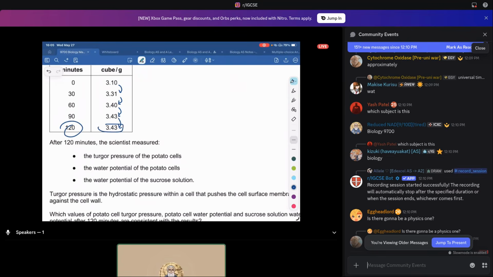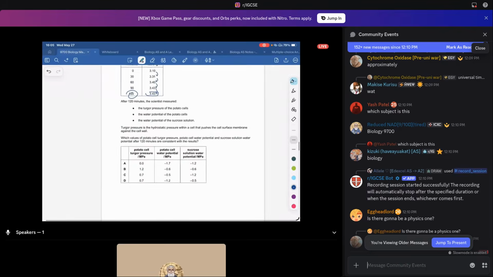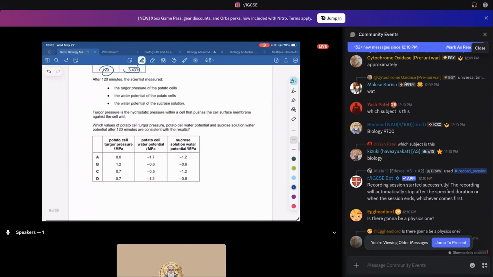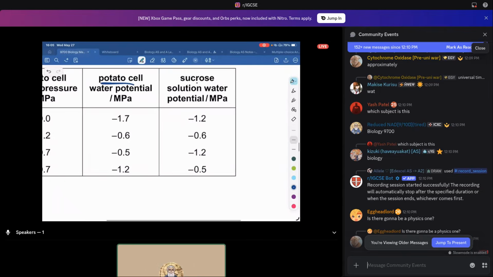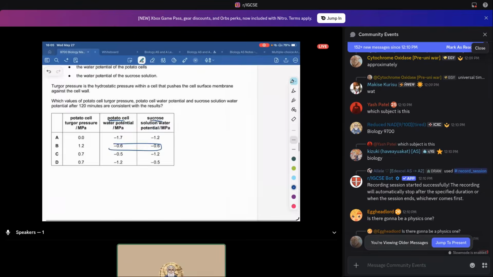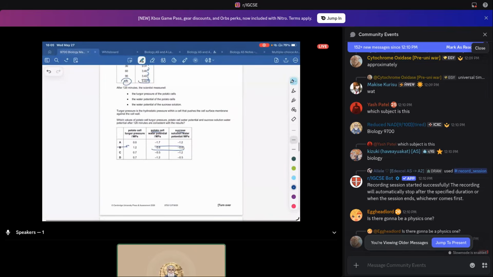And at the end of the experiment, the mass is constant. That means there is no longer a net movement of water to or from the potato cell. That means we have reached equal water potential. Okay, so equal water potential between the potato and the sucrose solution, the answer is B.